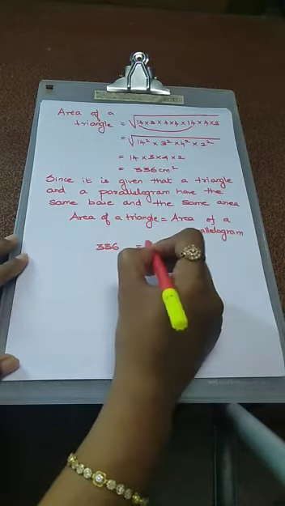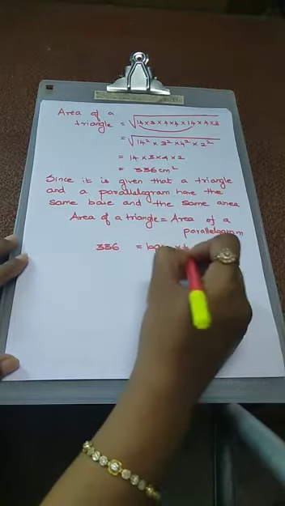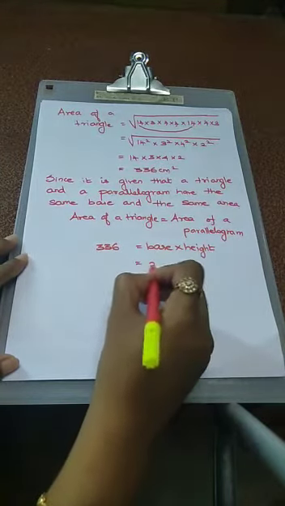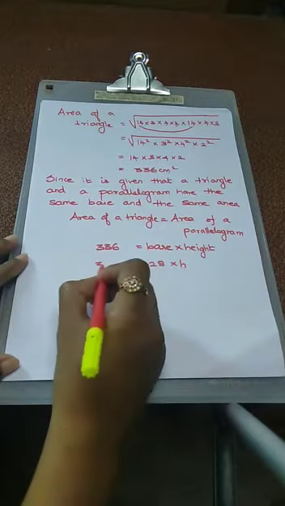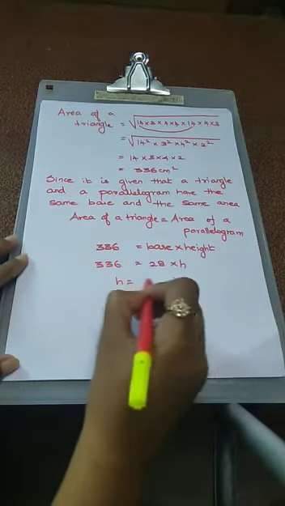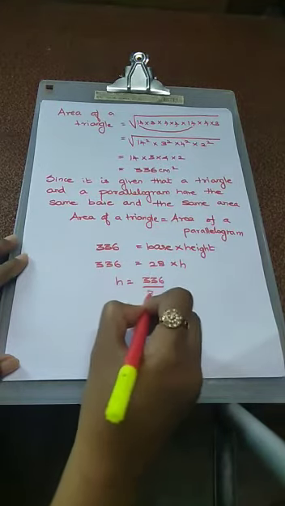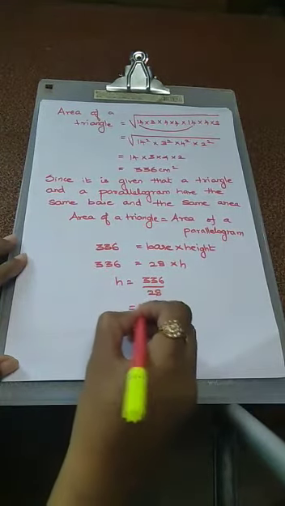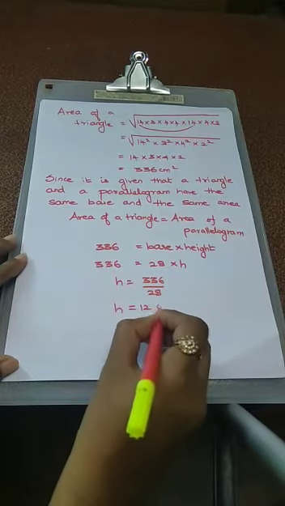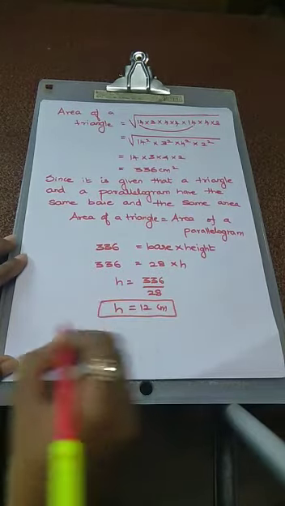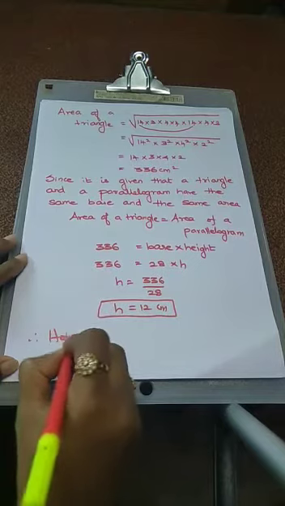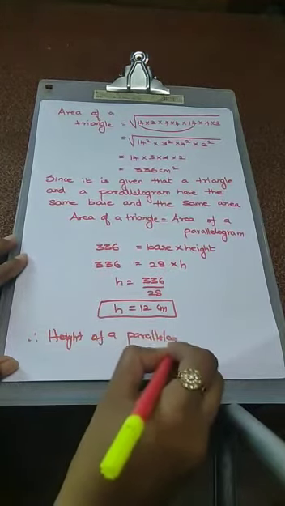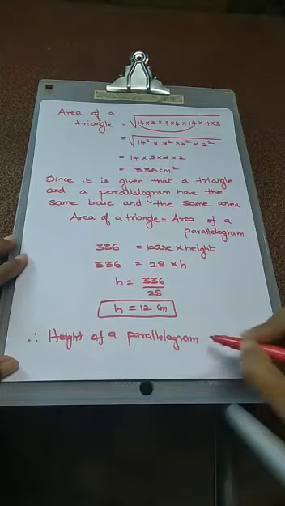Apply the value. What is the formula for area of a parallelogram? That is base into height. Base value is given, that is 28. We don't know the height value, so we have to calculate it. So h is equal to 336 divided by 28. We just cancel this value. We get the answer 12. So height is equal to 12 centimeter. Therefore, the height of the parallelogram is equal to 12 centimeter.